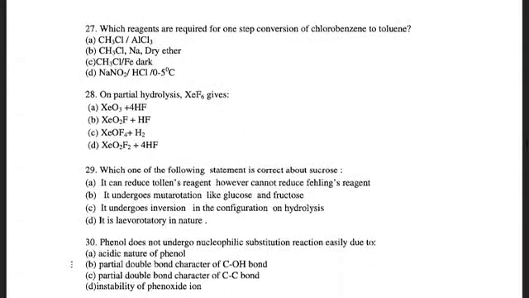Question number 30. Phenol does not undergo nucleophilic substitution reaction easily due to: A. Acidic nature of phenol, B. Partial double bond character of the C single bond OH bond, C. Partial double bond character of the C-C bond, D. Insolubility of the phenoxide ion. Correct. The answer is option B. Partial double bond character of the C single bond OH bond.